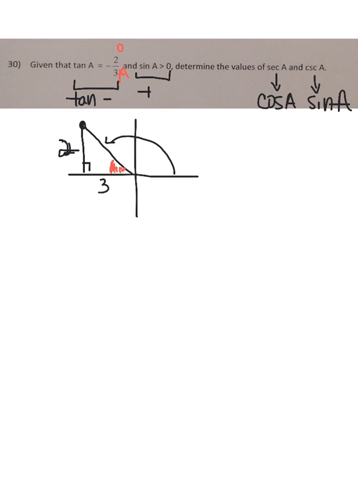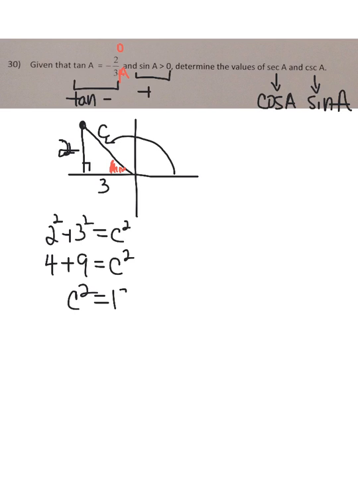And both of those require me to know the hypotenuse, which I do not currently know, so I know I'm going to have to do Pythagorean theorem. All right, so let's do it. 2 squared plus 3 squared equals c squared, and c will be that hypotenuse right there. So that's 4 plus 9 equals c squared. So c squared equals 13, and c is equal to the square root of 13.